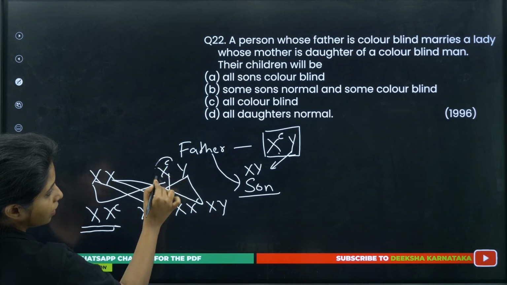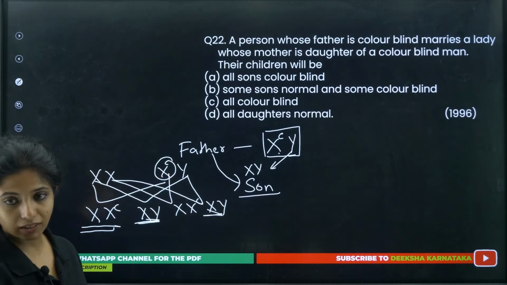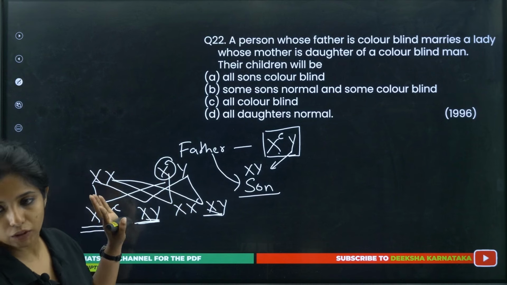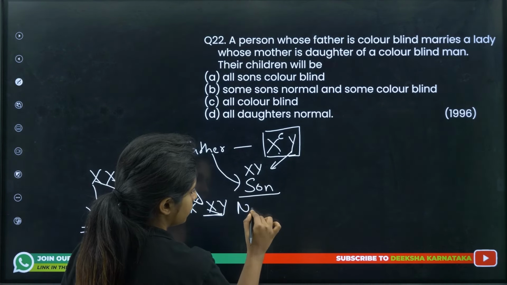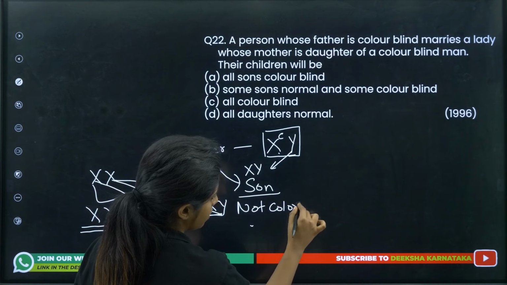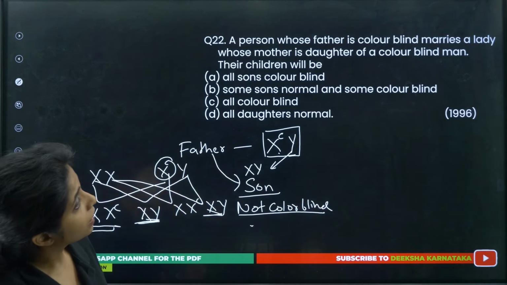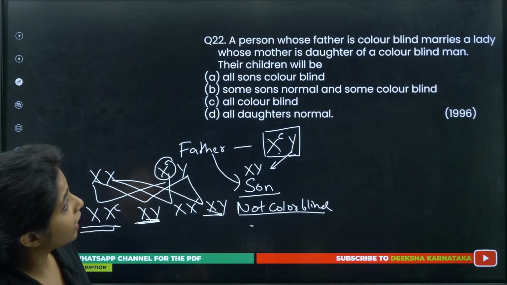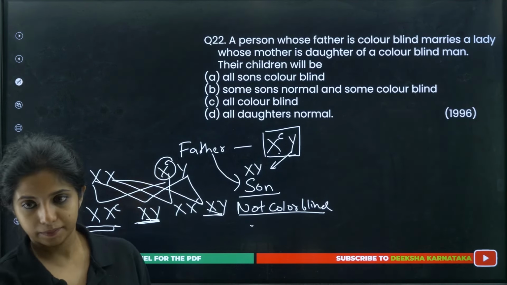But nowhere is X passed down to the own son. X is not passed down to the son, it is passed down to the female. So the son is safe, the son is not color blind. Now it is said that a normal son is marrying a lady whose mother is the daughter of a color blind man.